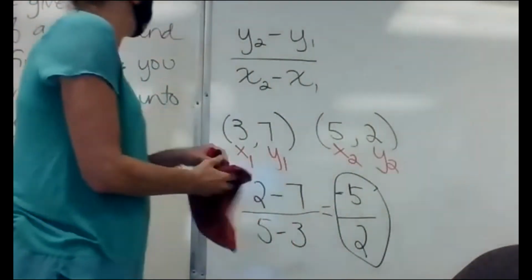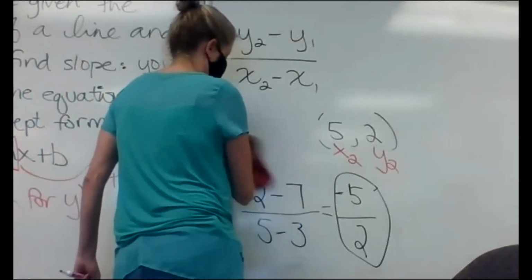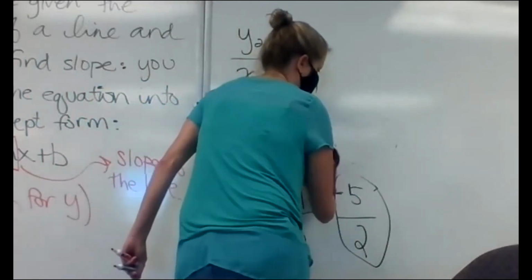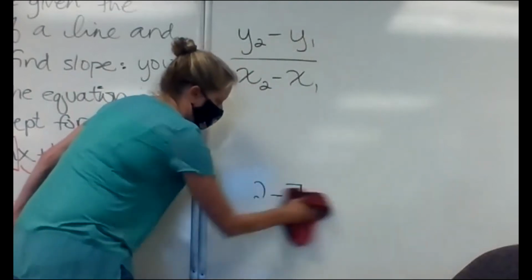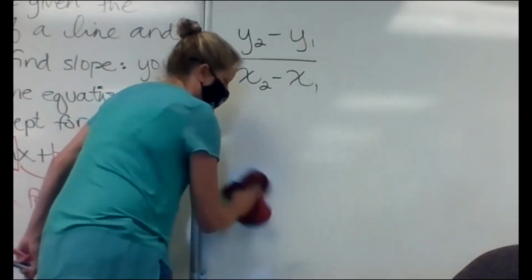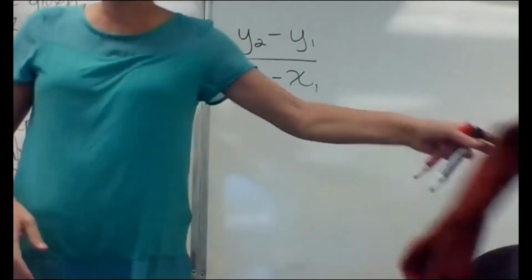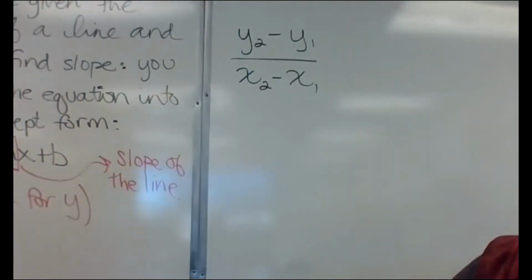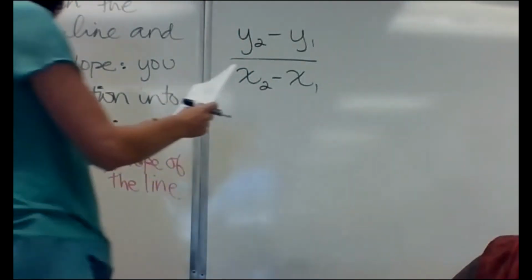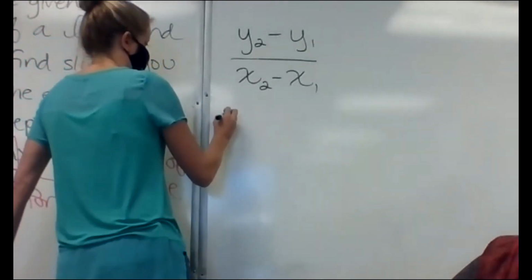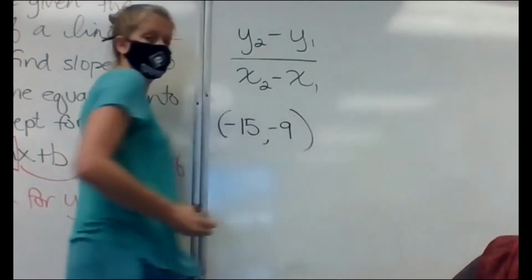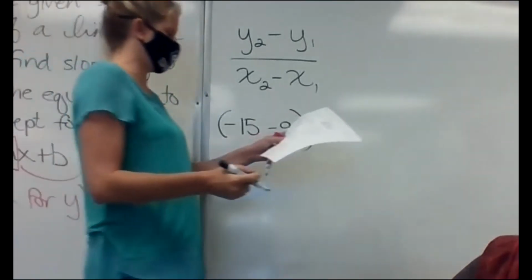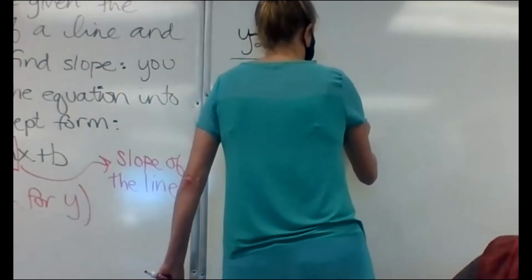Now let's work the one that is in the homework. That's got all the negative signs with it. This is where it gets tricky. But again, just label everybody x1, y1, x2, y2. Plug it in and then use your calculator. Number 7, the points are negative 15, negative 9, and negative 16, negative 14.